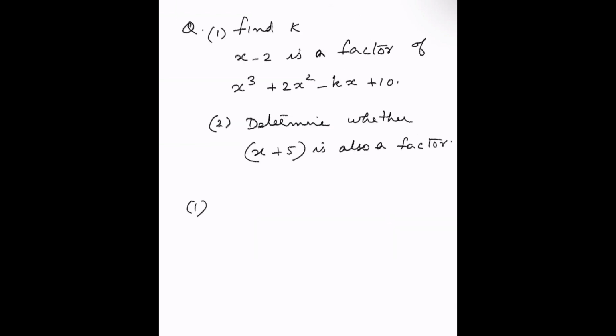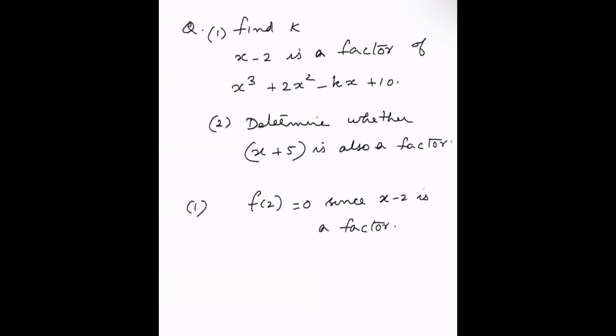They have given x minus 2 is a factor. So you should write f of 2 equal to 0 since x minus 2 is a factor. I hope by now you all understood x minus 2 equal to 0 and x is equal to 2. That is the reason I'm writing f of 2 equal to 0. f of 2 equal to 0 means the remainder is 0. When the remainder is 0, x minus 2 is a factor.